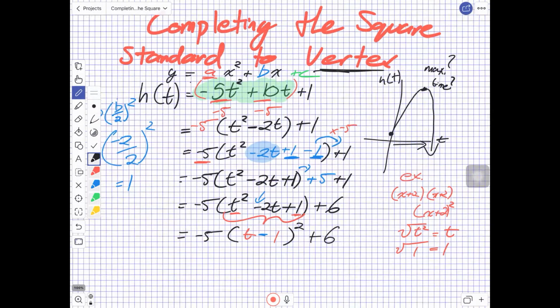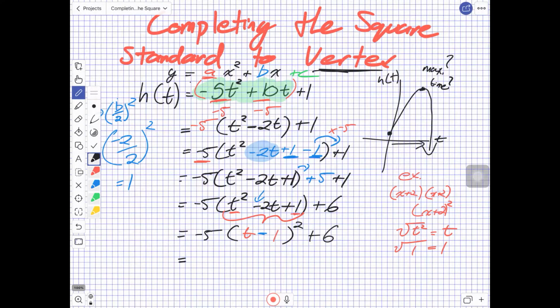Okay, so let's take a look at it a little more closely. Our vertex form is negative 5 (t minus 1) squared plus 6. What does this tell us about the vertex? Well, this is the x value of the vertex. The x value of the vertex is actually going to be at positive 1, and the y value of the vertex is at positive 6. So we know the height of the ball was 6, and it was at 1 minute, second. I have no idea what the time unit was.